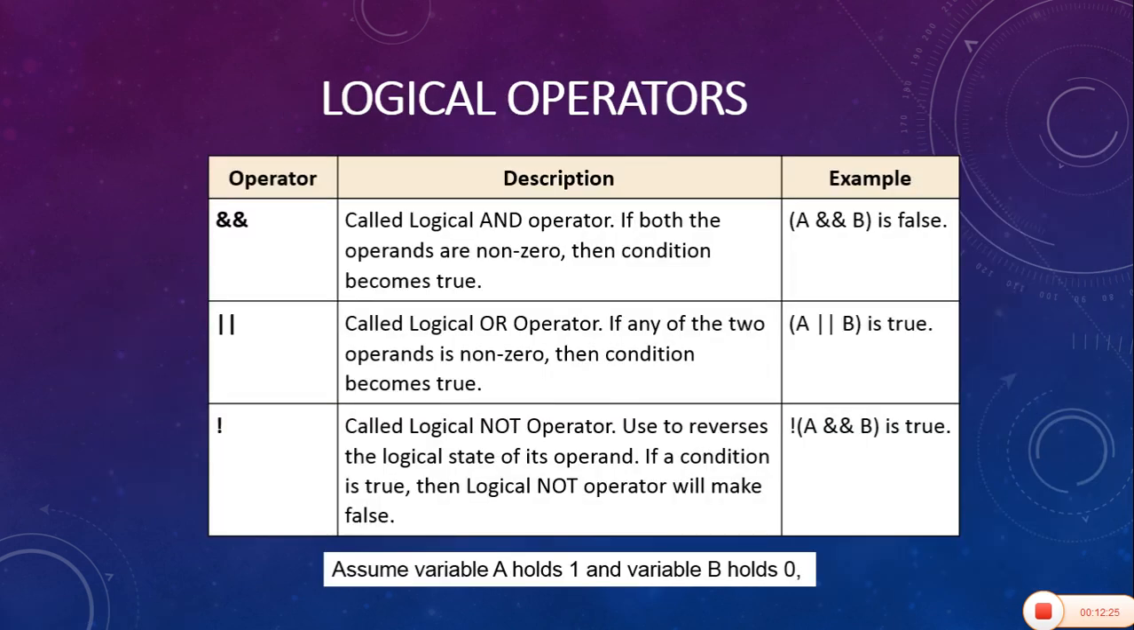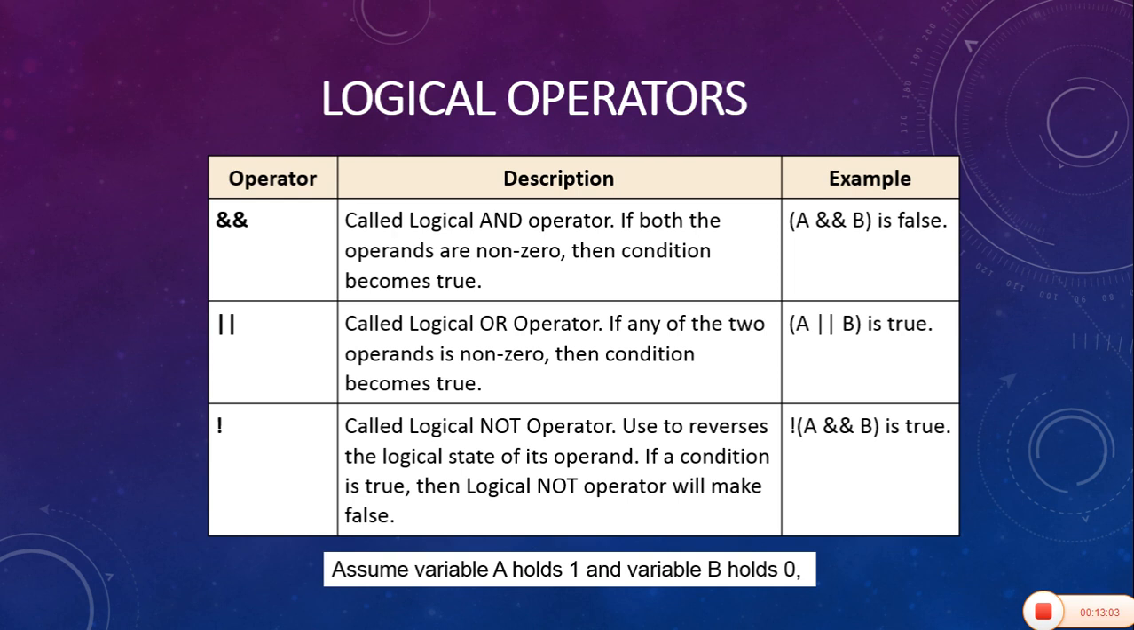Next are logical operators. We have three types of logical operators: logical AND operator, logical OR operator, and logical NOT operator. The logical AND operator symbol is written over here, two AND signs. If both the operands are non-zero, where operands means these A and B, the two operands, then the condition becomes true.